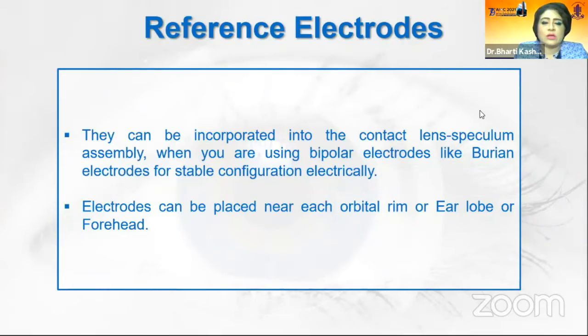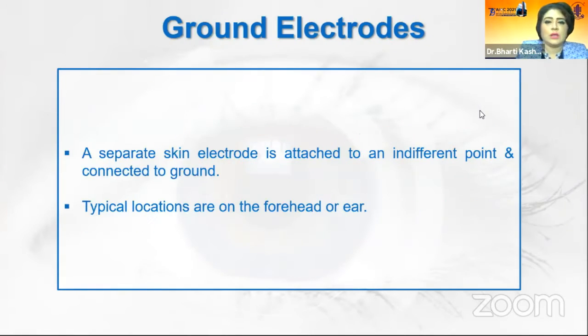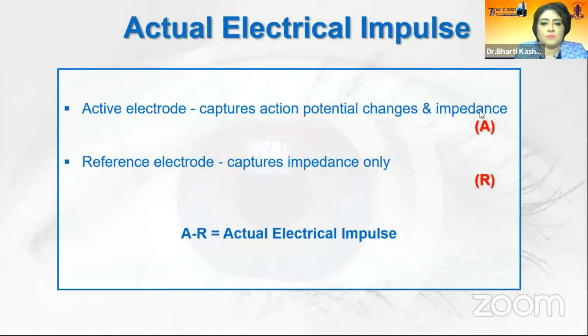like Burian electrodes for stable configuration electrically. These electrodes can be placed near each orbital rim or earlobe or forehead. Ground electrode is a separate skin electrode attached to an indifferent point and connected to the ground. Typical locations are on the forehead or the ear.